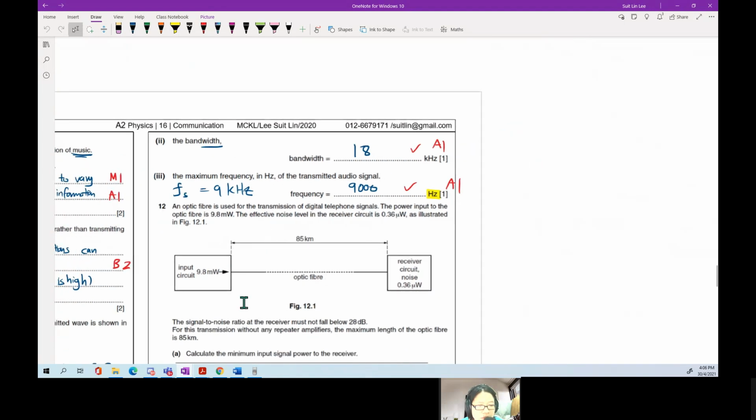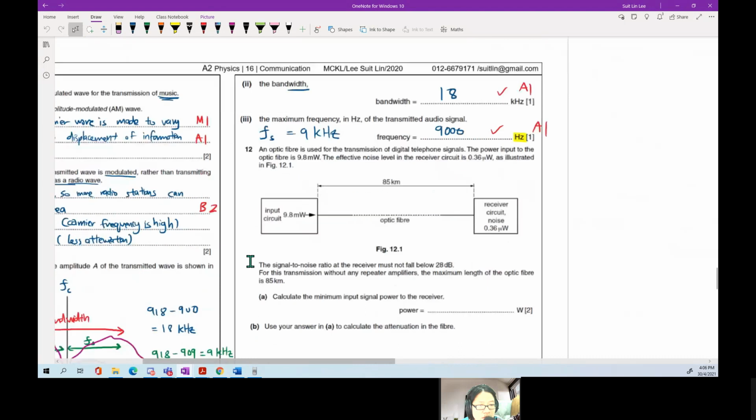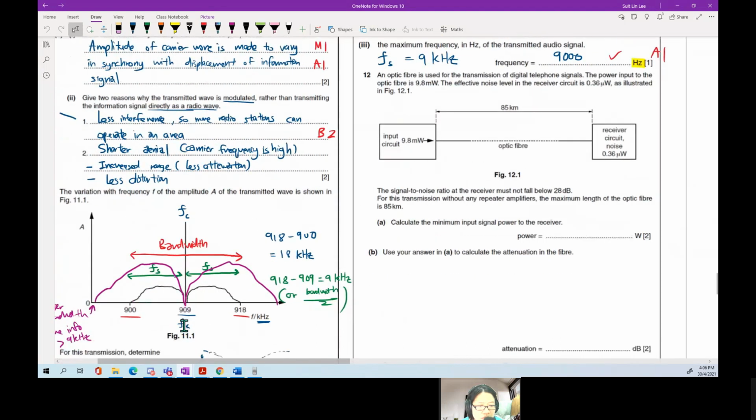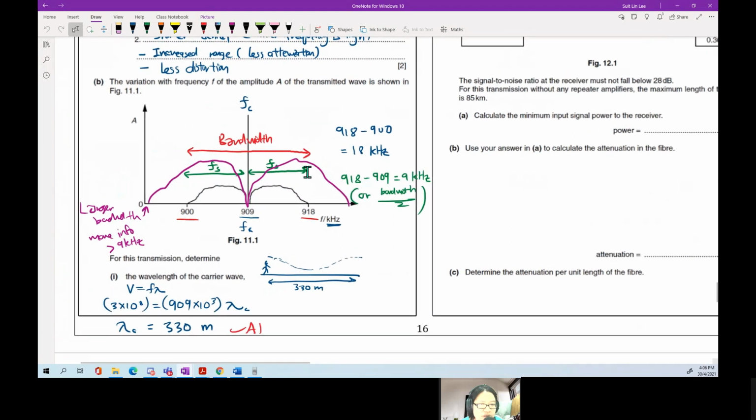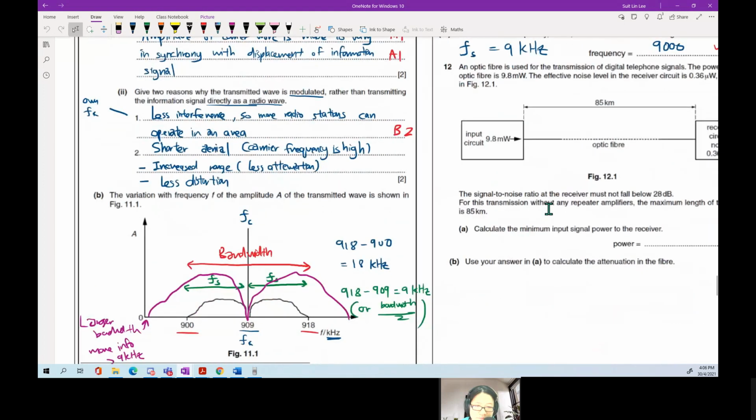So let me zoom out a bit. Okay. So for this one, if you want to find the maximum frequency that we can go, we are looking at the bandwidth divided by 2 because we can go all the way from 900 to 918. So high minus low. Okay, and then when we divide by 2, there will be 9 kilohertz, just one side band. The side band would be the maximum frequency.